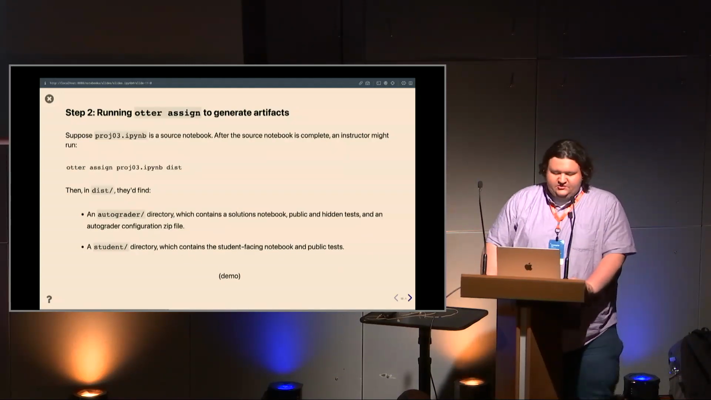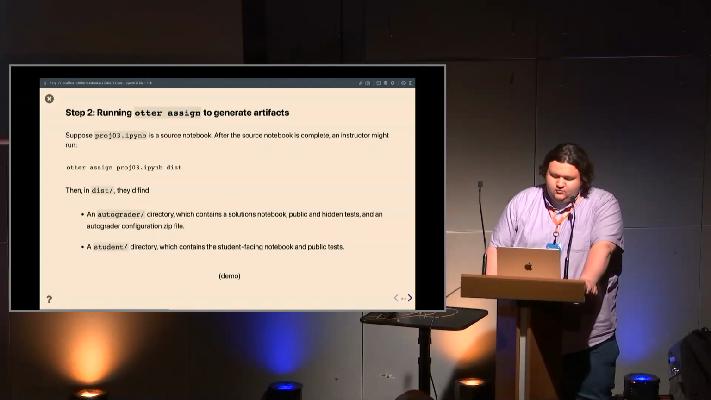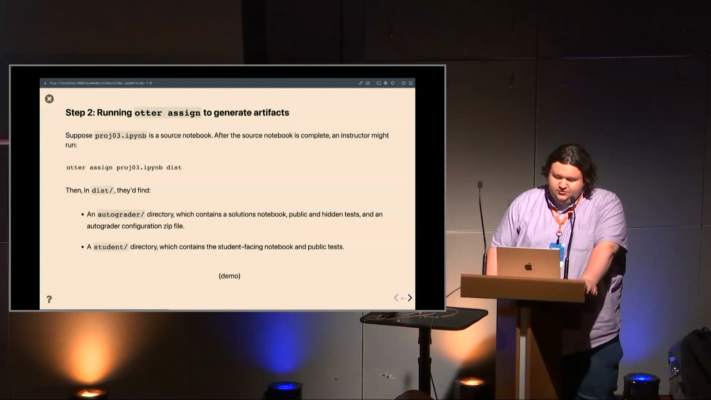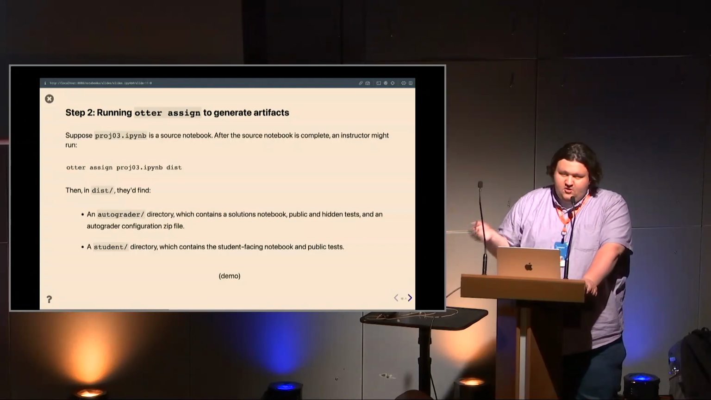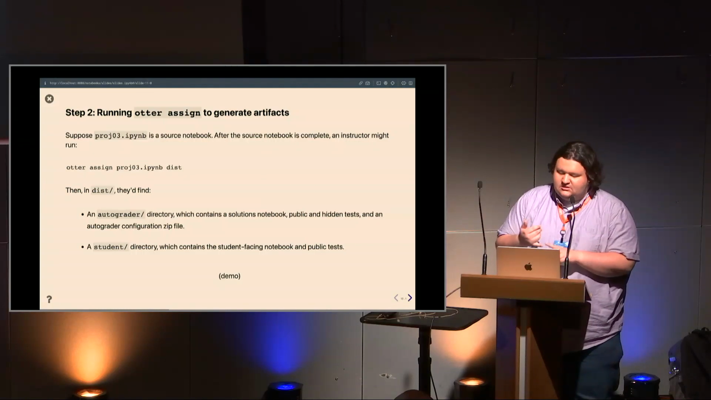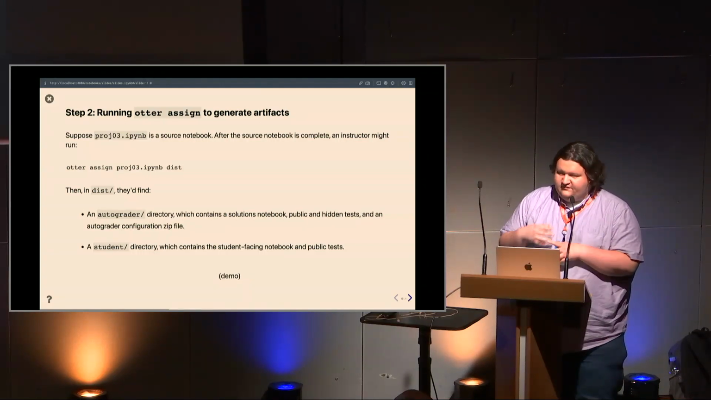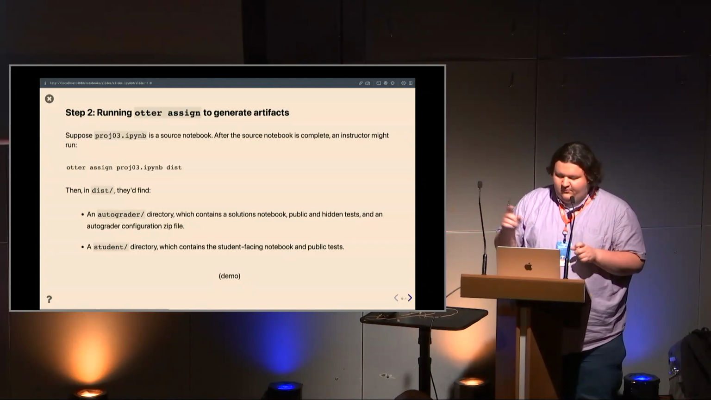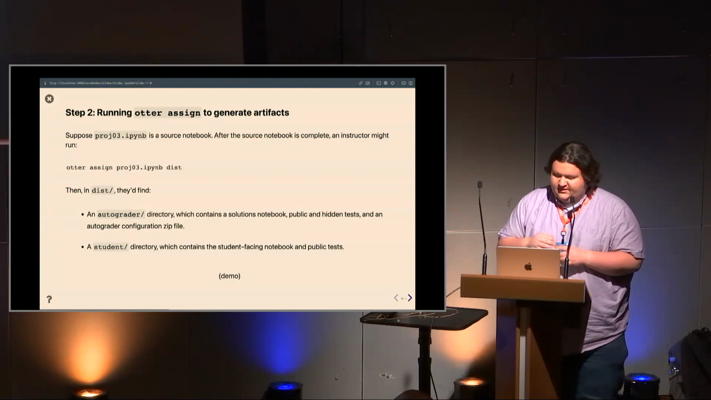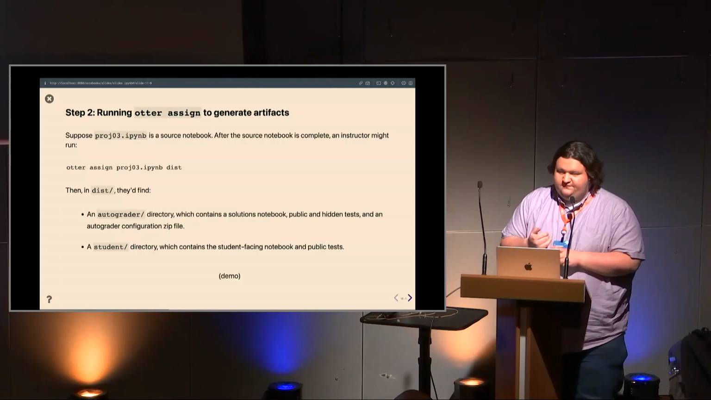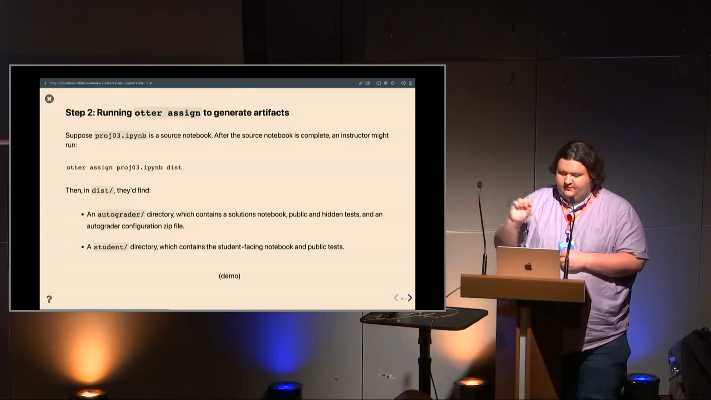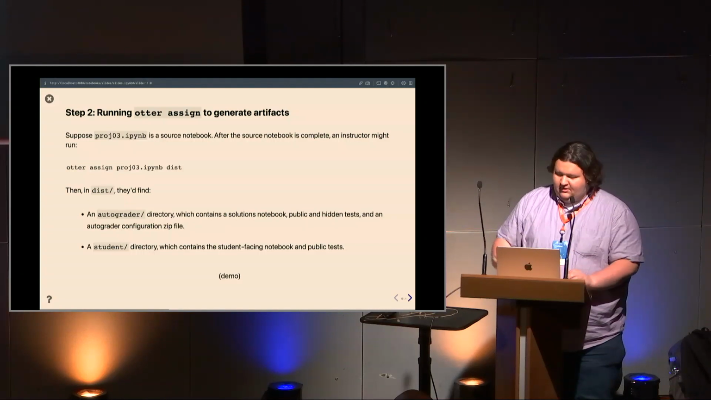So with this specially formatted notebook, what you'll then do is run Otter Assign, which is the tool that takes in the source notebook and creates the Otter-Grader version of the notebook. This is a notebook that has all the solutions in it, and then the tests for this directory have public and hidden tests included. And so this is what's used to generate this zip file that we're going to use to configure the Otter-Grader, which I'll talk about in a second. And then you have a student directory, which contains the student-facing notebook, where we have all those prompts instead of solutions, and only public tests.